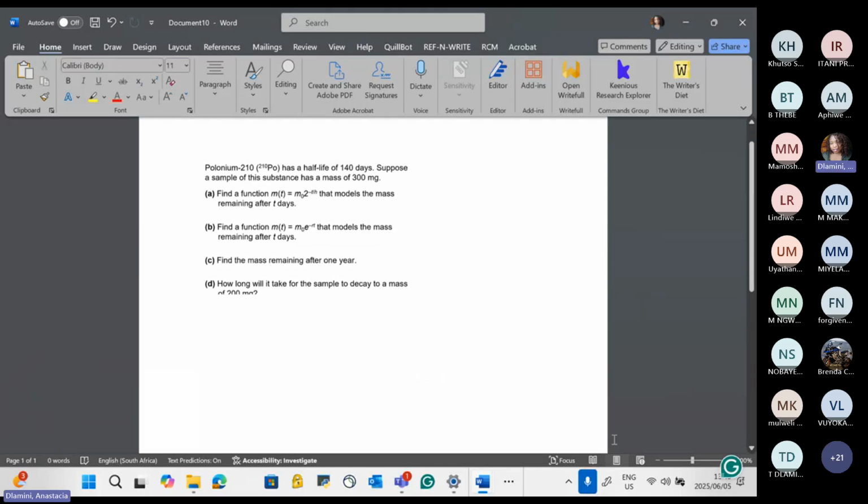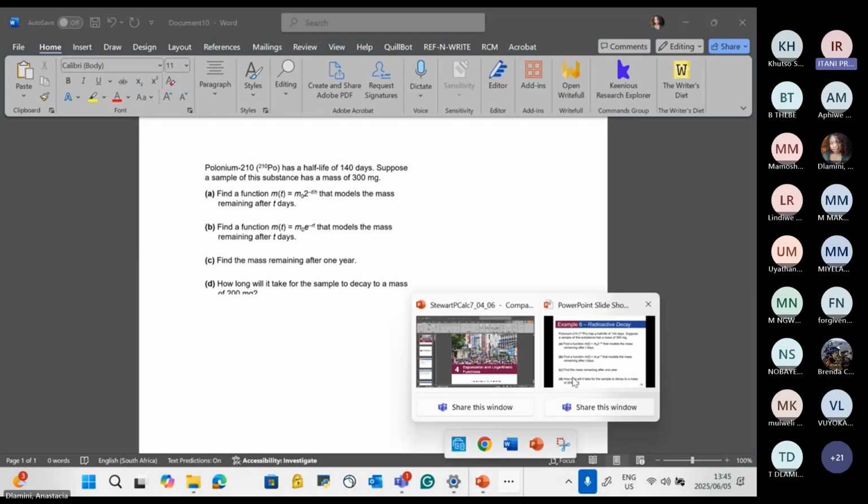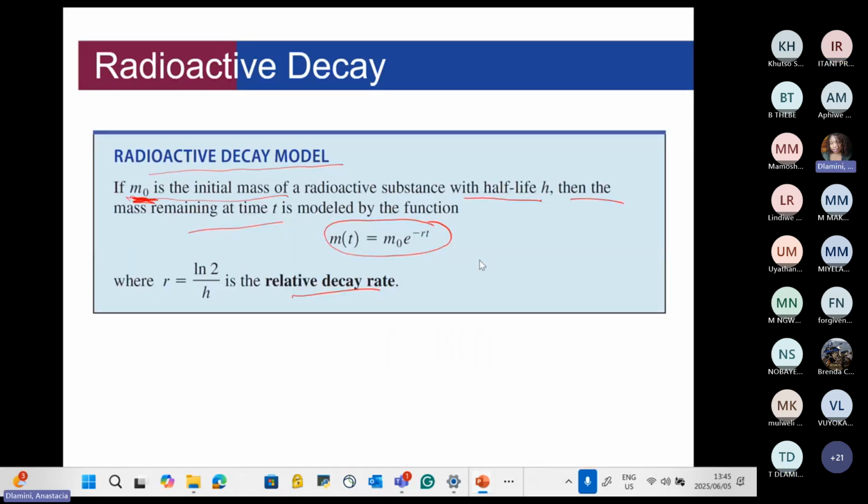So they say a polonium-210, Po, you know what that is, has a half-life of 140. So what is 140 in the formula? Guys, what is 140? They say with a half-life of H. So 140 is H.